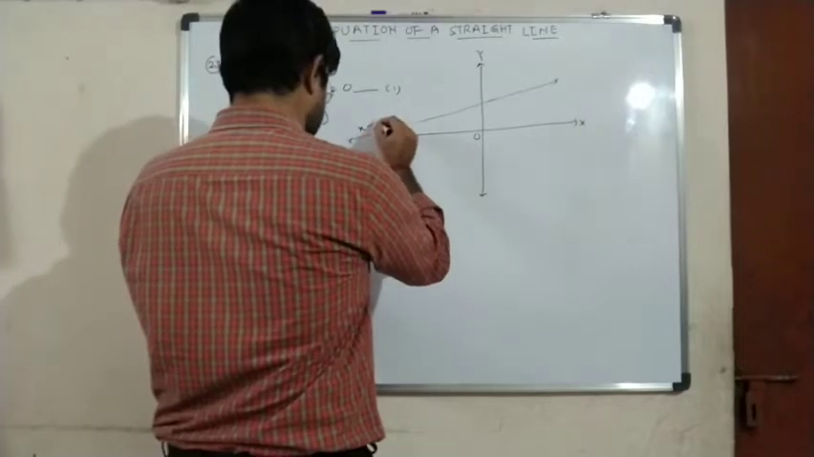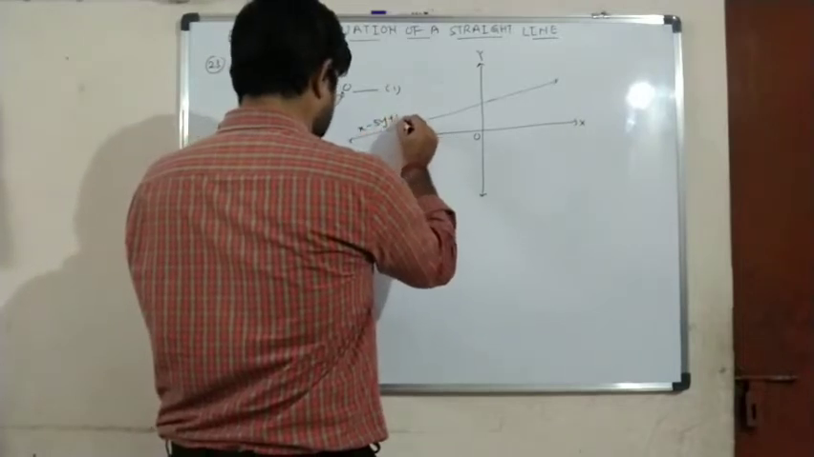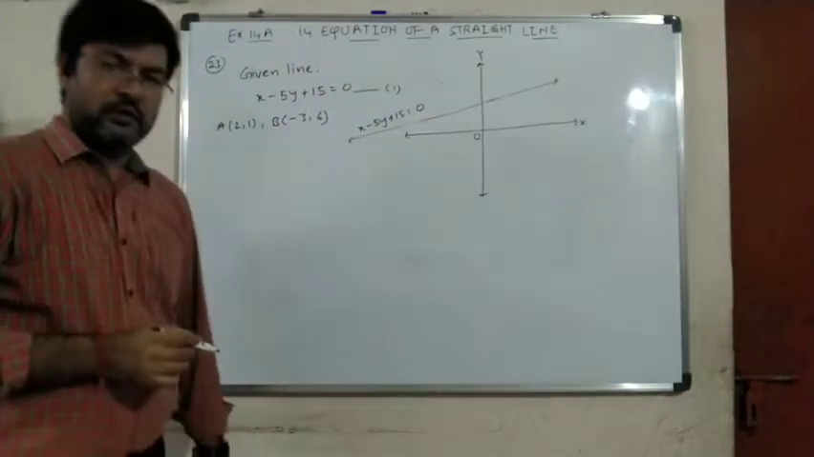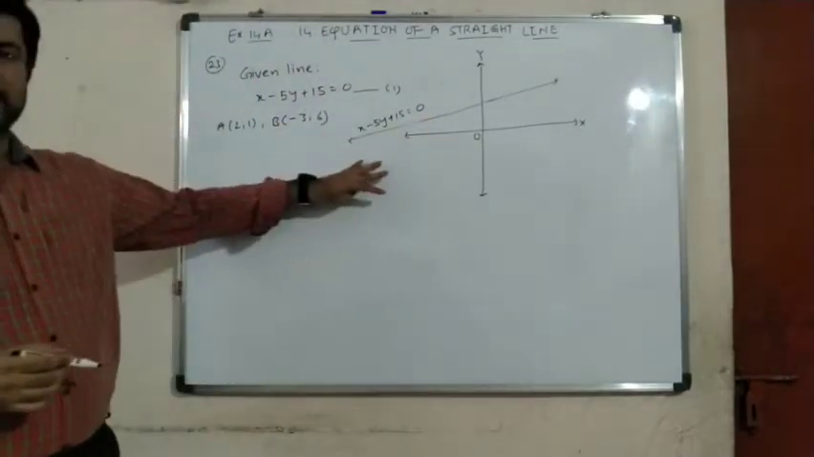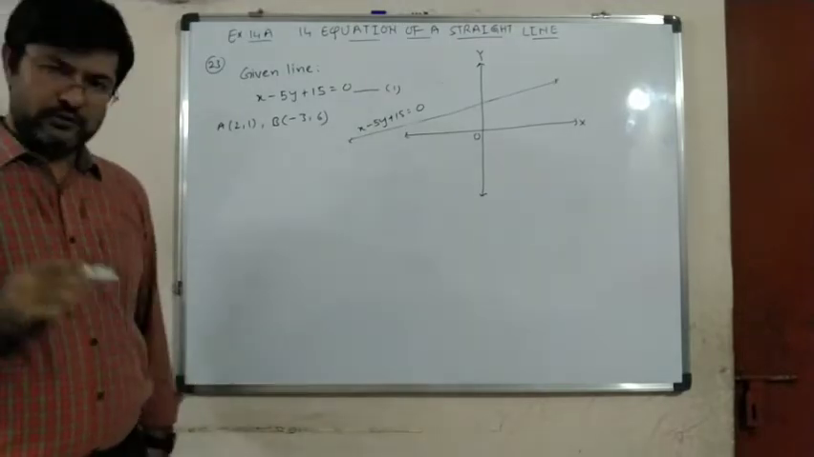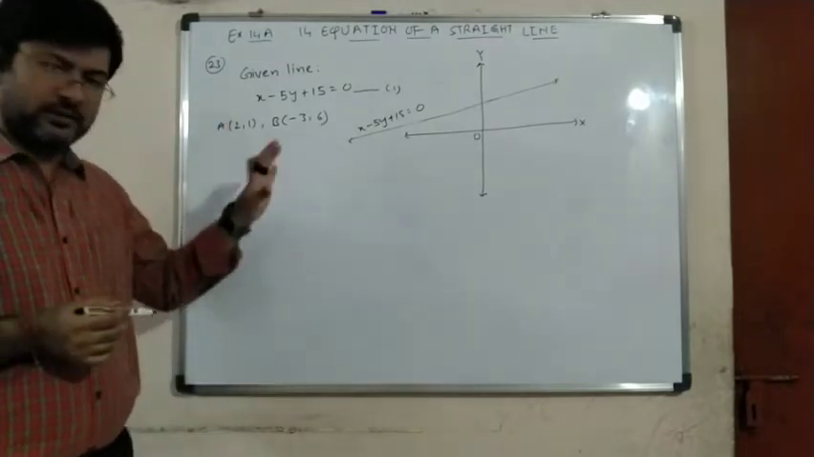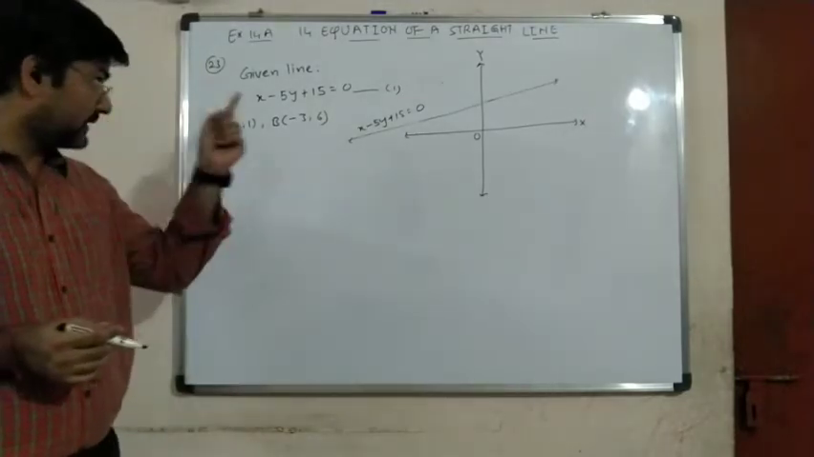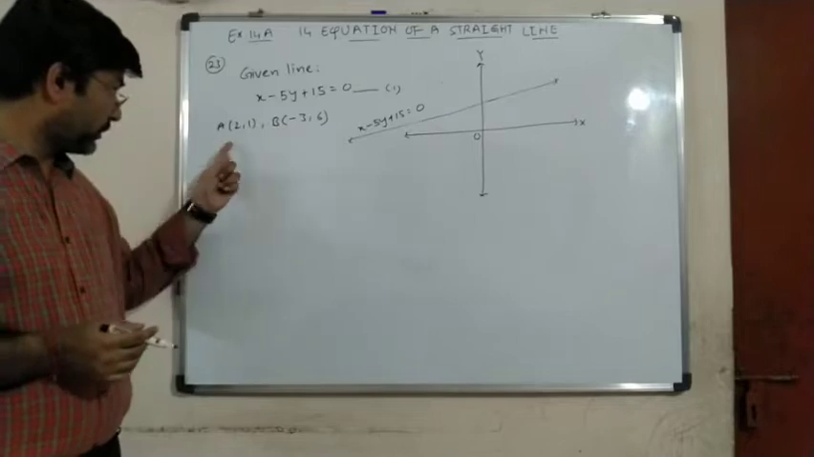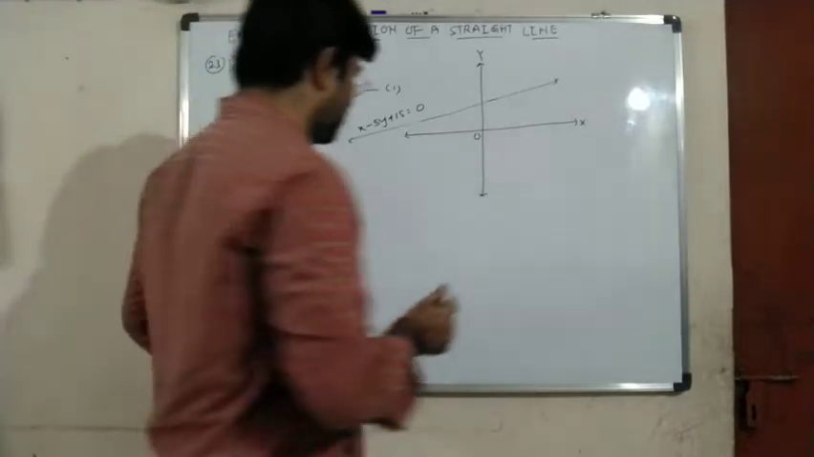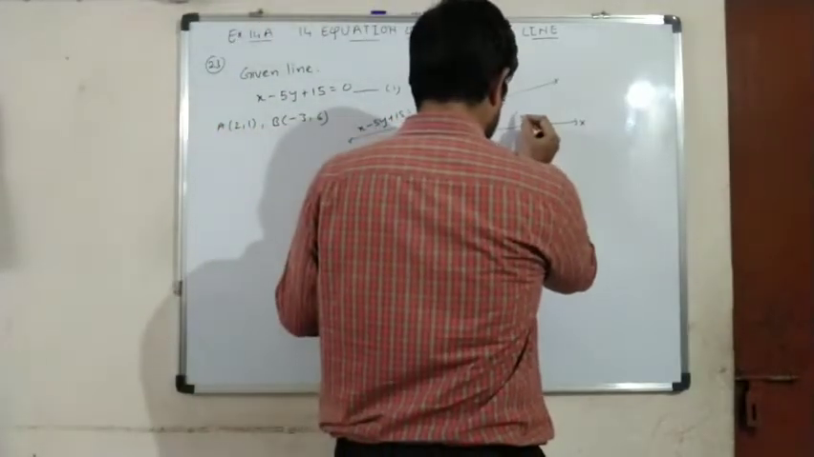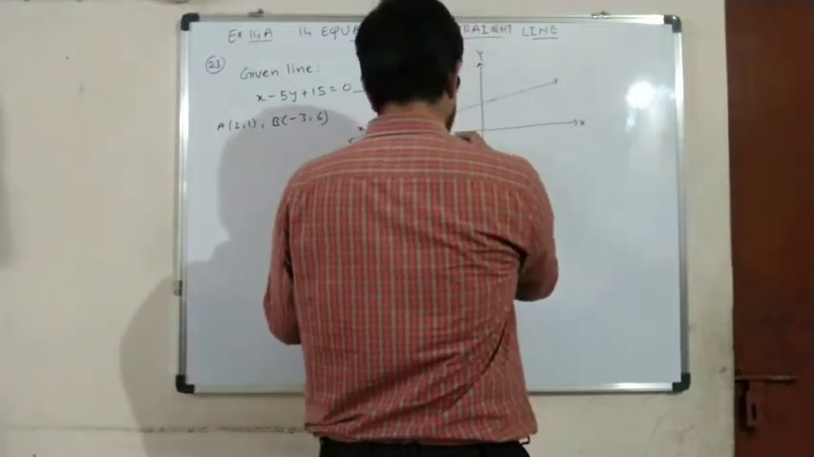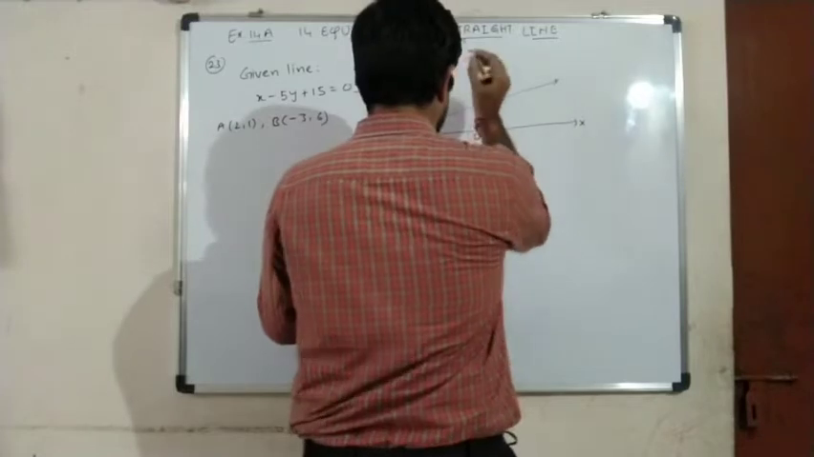X minus 5y plus 15 is equal to 0. Diagram is not compulsory to draw, but in order to understand this question in a proper way, I am drawing this. Clear? So this is the given line. Now join of AB. A is 2, 1, so 2, 1 is here, and B minus 3, 6 will be somewhere here.